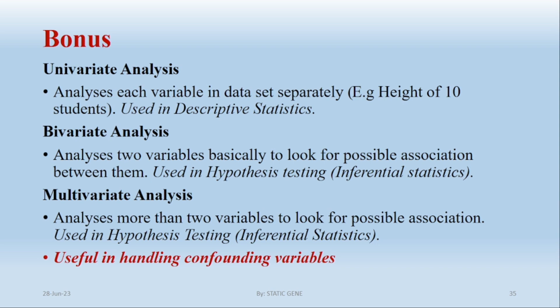Bivariate analysis. This is where you analyze two variables and look for possible association between them. They are commonly used in inferential statistics, that is either rejecting or accepting the hypothesis.